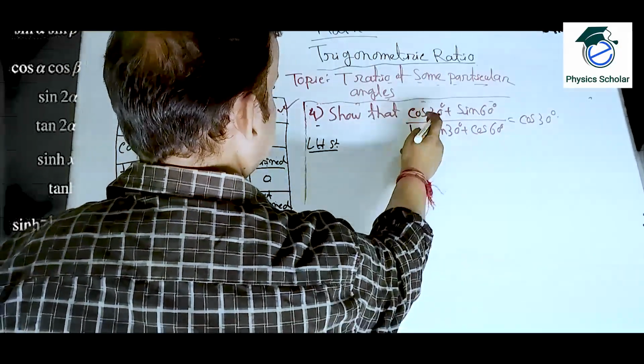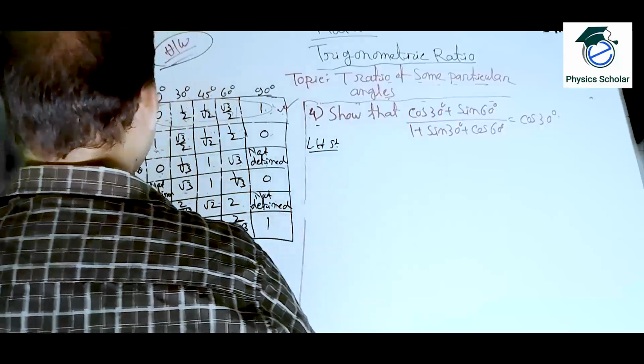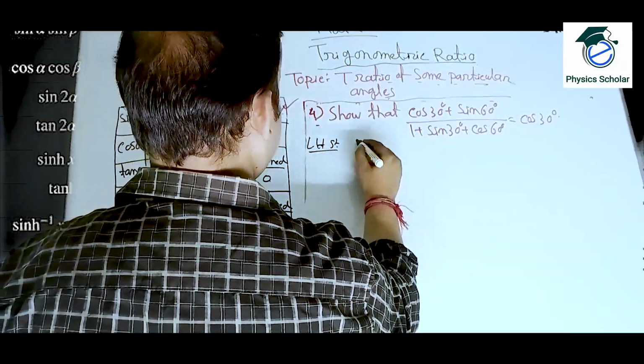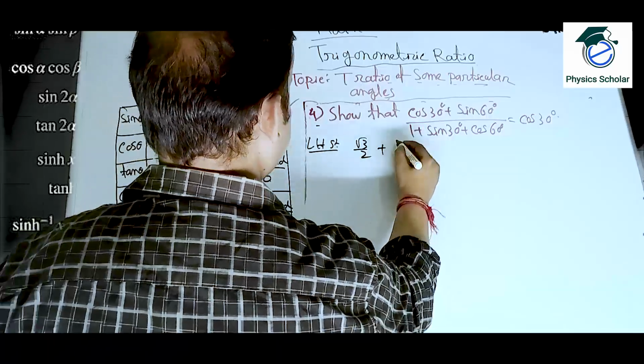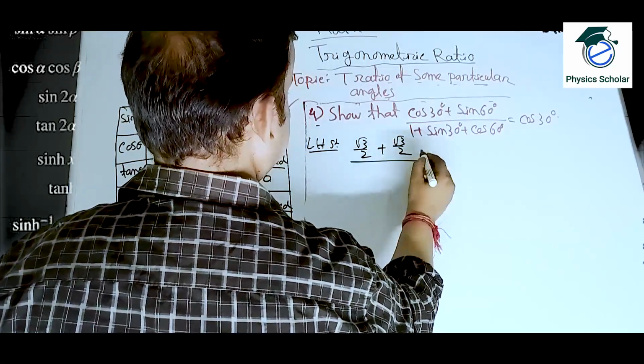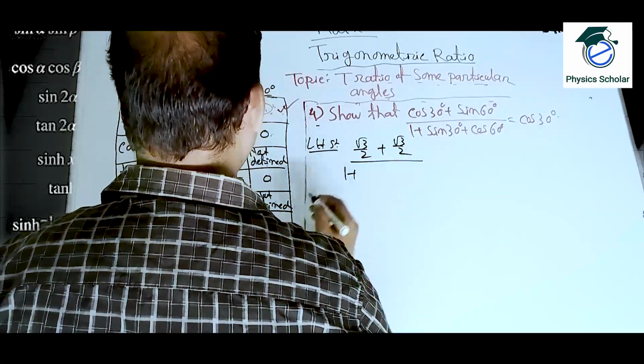Left hand side is what? Cos 30 degree. What is the value of cos 30? Cos 30 value is root 3 by 2 plus sin 60. What is the value of sin 60? Same. Clear? Now 1 plus sin 30.